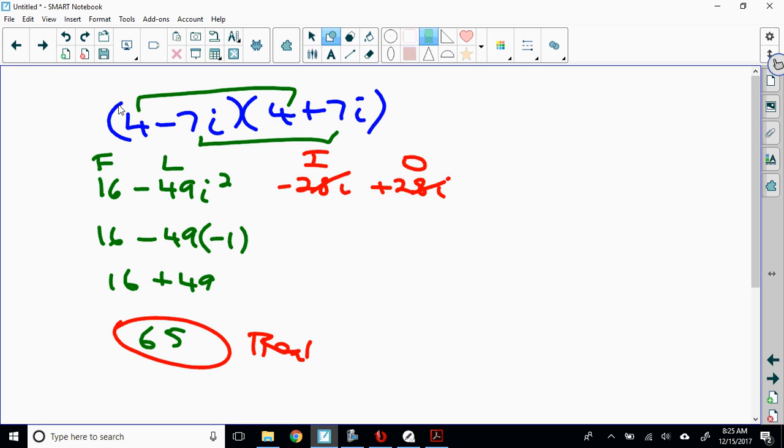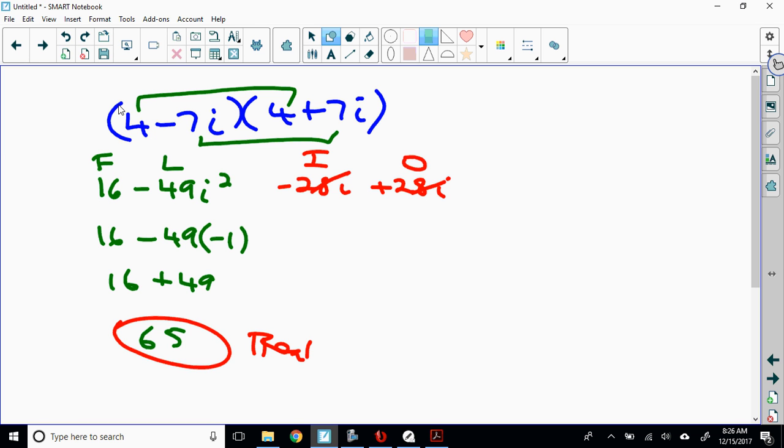I don't think I told you what the conjugate is. On the test, I think it's going to say 3 minus 10i is a complex number. Show that the product of it and its conjugate is real. So make sure that you can find the conjugate.